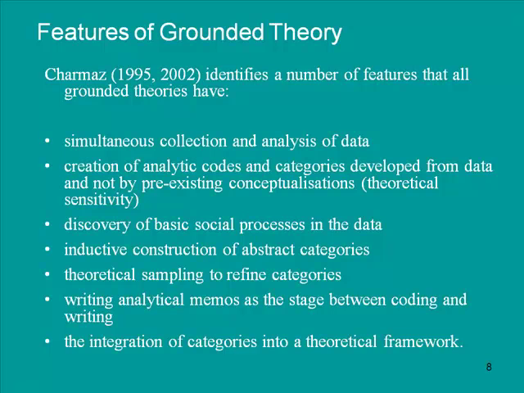The discovery of basic social processes in the data, using inductive methods to construct abstract categories, the use of theoretical sampling, the writing of analytical memos between the stage of coding and writing grounded theory, and the integration of categories into a theoretical framework. Now, there's certainly one other thing I think should be added to this list, although I'm not sure I would particularly argue with Charmaz on it, which would be the construction of a core category. And I will talk about that, but I think that's something for me that's really missing in this list.